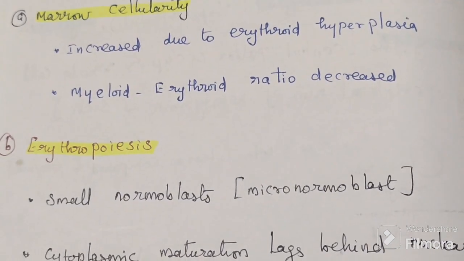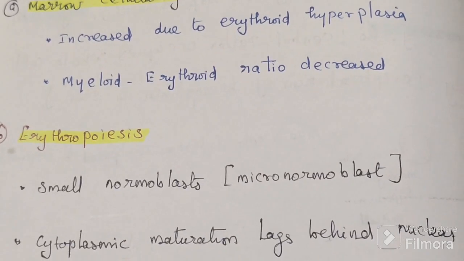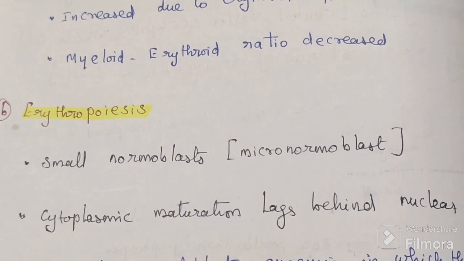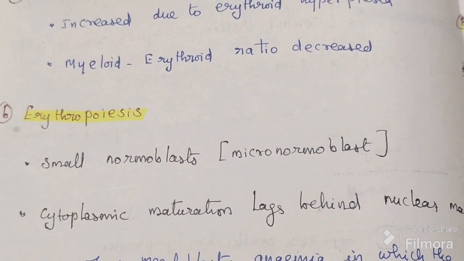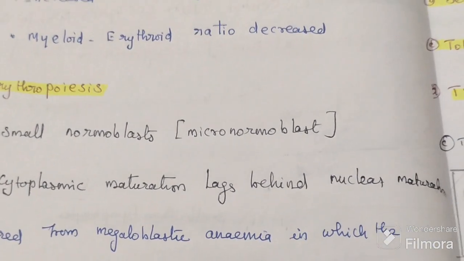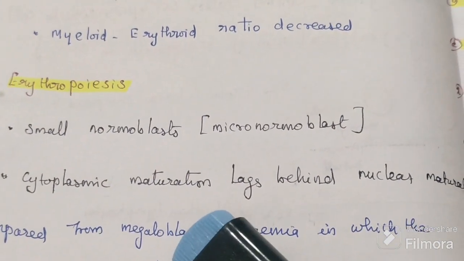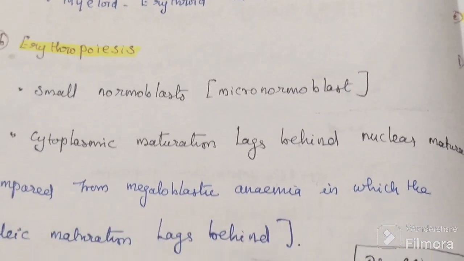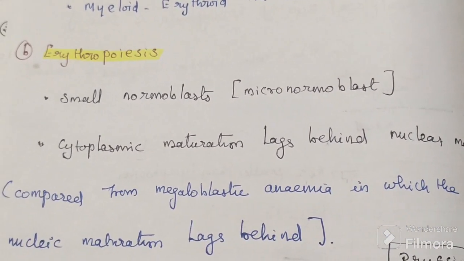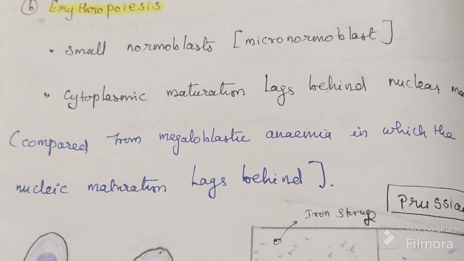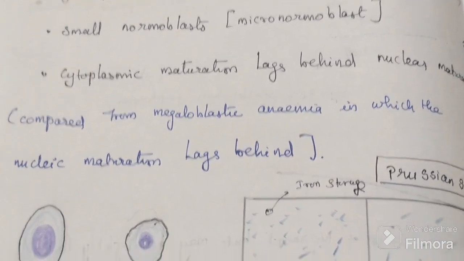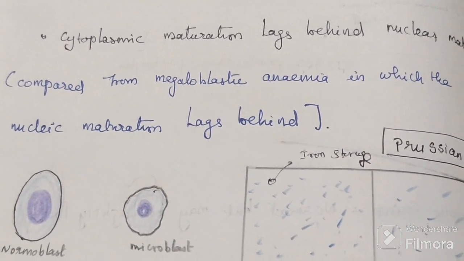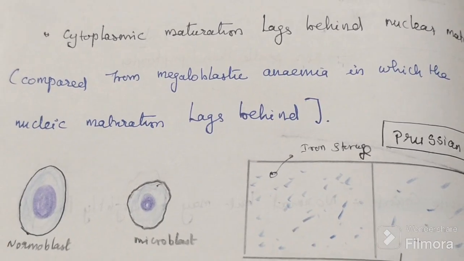In erythropoiesis, micronormoblasts are there, and cytoplasmic maturation lags behind nuclear maturation. So we do the iron stain. That iron stain is called Prussian blue staining. The iron is also deficient; the iron is less.